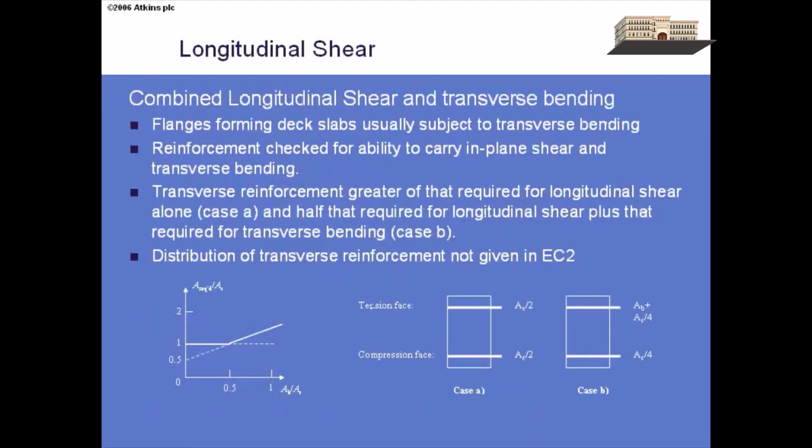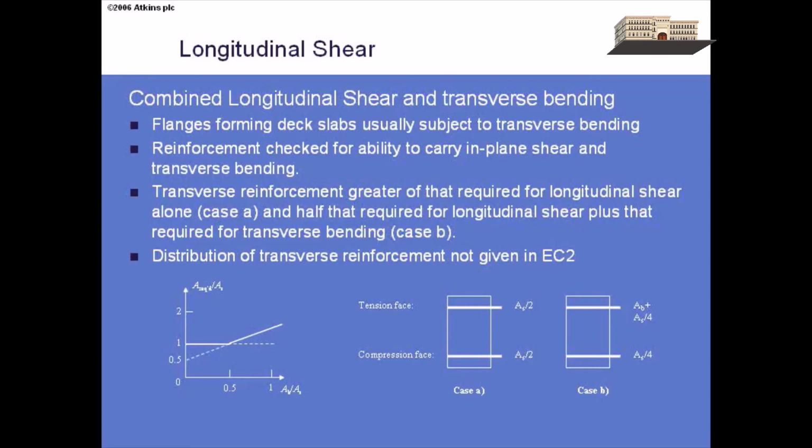There are some rules if you're designing for longitudinal shear between webs and flanges. The reinforcement that you're using, the transverse reinforcement that you're going to use for longitudinal shear, may also be doing a job for transverse bending in the flange. And again, the code gives you some rules for how you add those two reinforcements together. You don't need to add the full combination of the two.